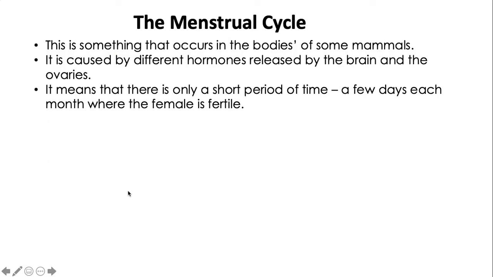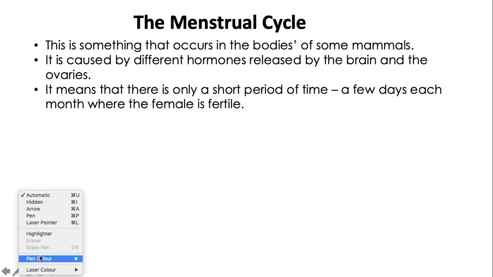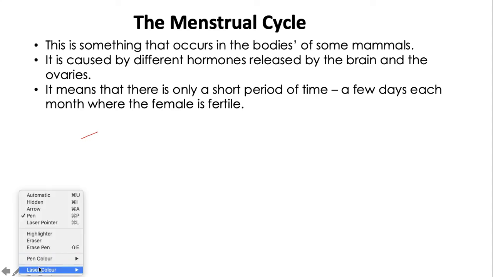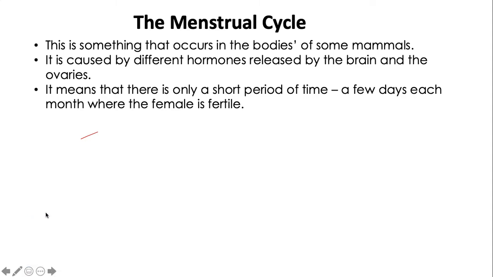So there's something that we need to tell you about called the menstrual cycle. Okay, the menstrual cycle is something that occurs in the bodies of some mammals, not all mammals, but some mammals. It is caused by the different hormones that are released by the brain and also the ovaries.